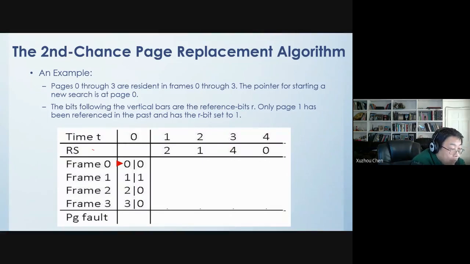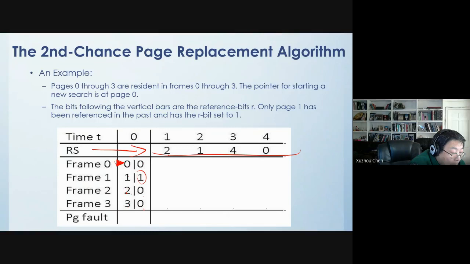Here is an example. This is a reference string, this is the original page, and that's the reference bit. It looks like page 1 has a reference bit 1, and page 0 is currently at the head. I use the arrow. Now, if page 2 is referenced, and page 2 is already in memory, so it's fine.